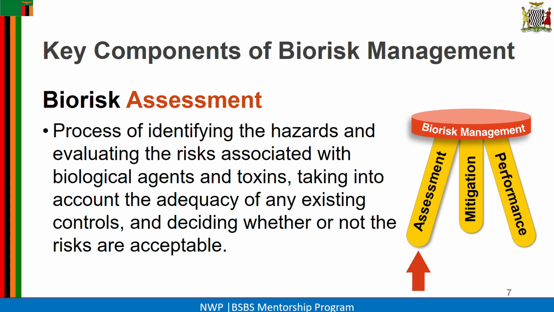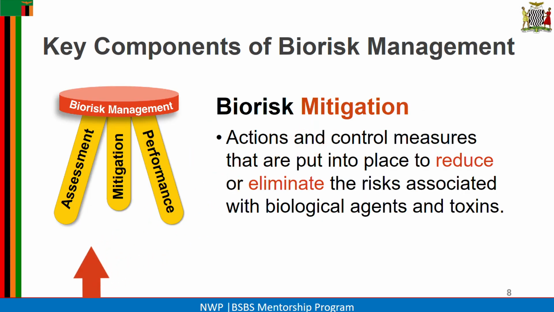So if you find that the risk associated with working with these particular agents is unacceptable, it means that at this point you need to either reduce or eliminate the risk associated with working with these biological agents. So therefore, you move to the next leg of the AMP, which is the mitigation. Under mitigations, what you're trying to do is put up actions and control measures so that you reduce or eliminate the risks that are associated with the biological agents and toxins.